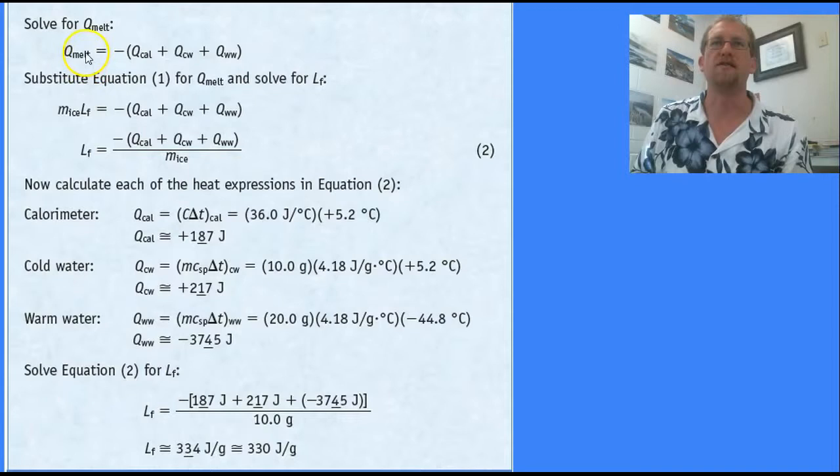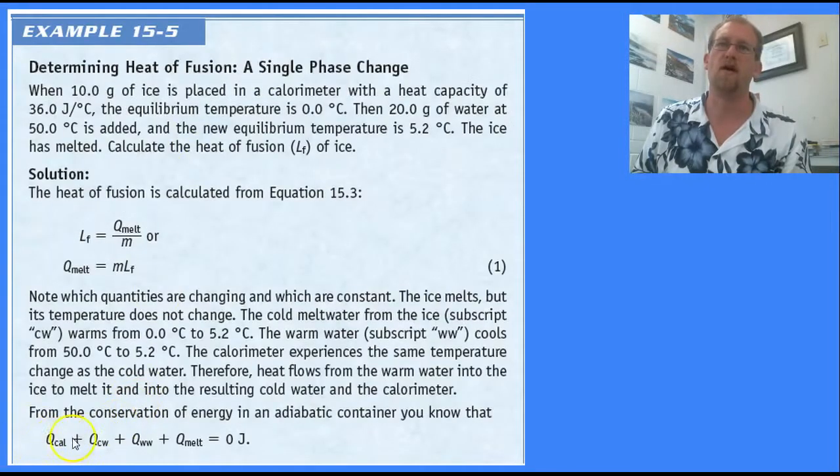So we're going to rearrange that so that the quantity of heat needed to melt something is by itself in the equation. And then that is just the negative of these other 3 added together. Because if you look up, here they are all on one side of the same equal sign, and then that's 0. So we're going to bring all of this over. So Q melt equals negative all of these things, right?